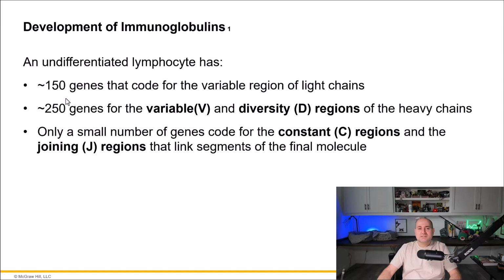Did you know that the B cells have about 150 different genes that code for the variable region on the light chains, 250 genes for the variable and diversity regions on the heavy chains, and only a small number of genes for the constant regions and the joining regions of the final molecule? So what does this all mean? I want you to remember V, D, and J. So just remember V, D, J.